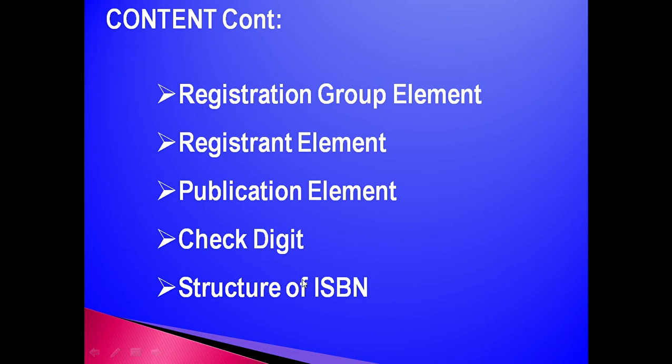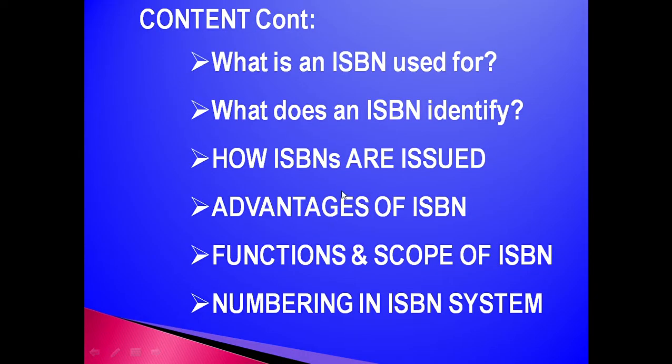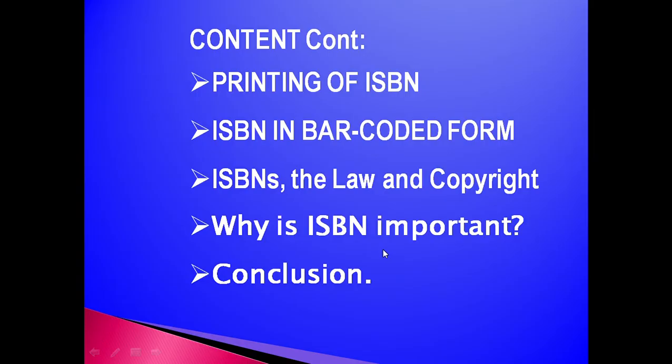And we have the structure of ISBN, how the ISBN structure should be. What is the use of having that? How can I identify it? How is it issued? What is its advantage? What is its scope? What is its function? How do we do the numbering in the system? How to print it? How to have a barcode? Whether it is IPR oriented, whether it is in the law, we have to check. Then why is ISBN important? And the last one, which we always find, the conclusion. We will go into the detail.